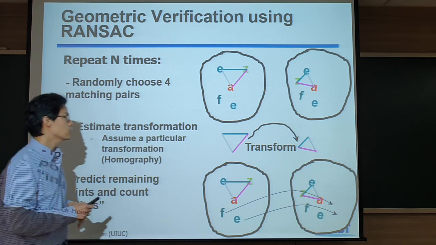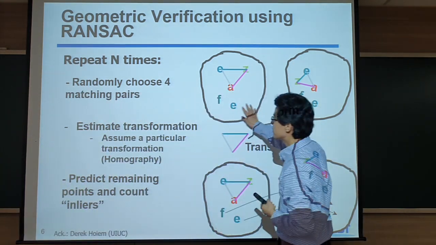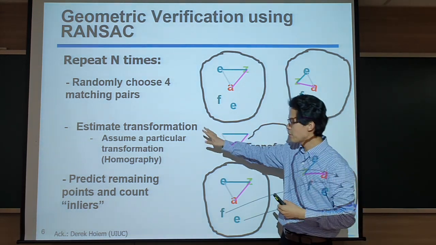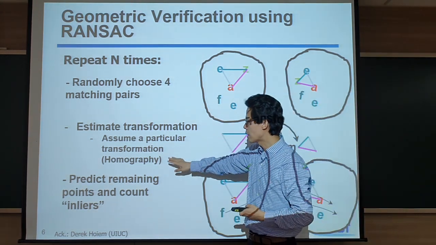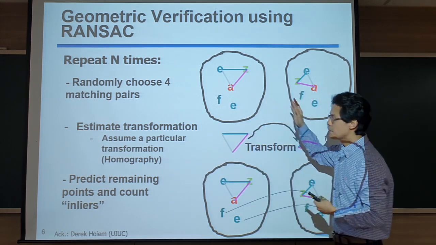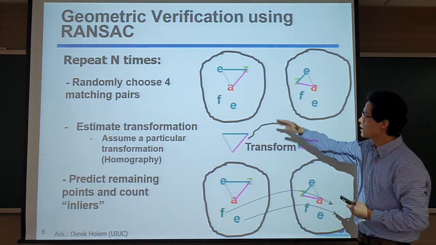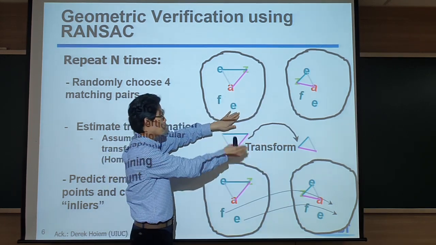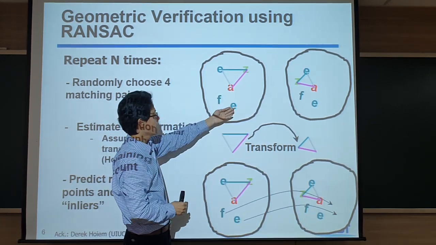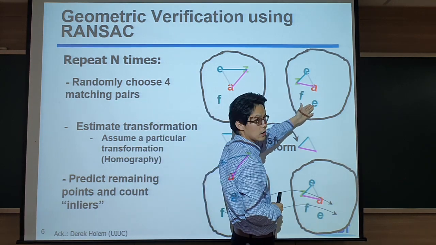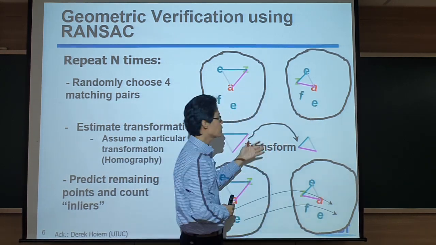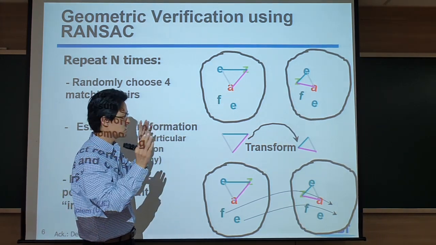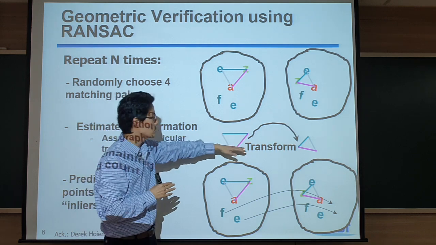And then there could be many other matching pairs, right? And then you check how well these remaining points match under that transformation. Suppose you apply the estimated transformation, and that point matches very well in the other image under that transformation. That is a real inlier, which means that the matching pair works very well under that transformation.